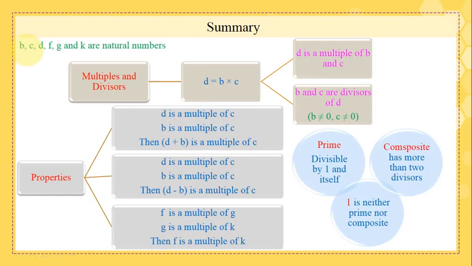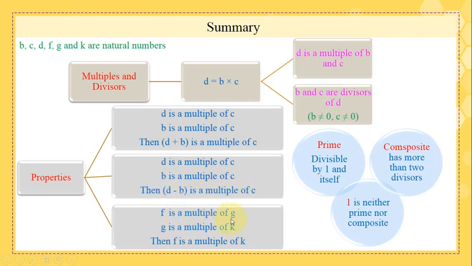Summing up: B, C, D, F, G, and K are natural numbers. Knowing that D equals B times C, we get that D is a multiple of B and C. B and C are divisors of D. Properties: If D is a multiple of C and B is a multiple of C, then D plus B is a multiple of C. If D is a multiple of C and B is a multiple of C, then D minus B is a multiple of C.